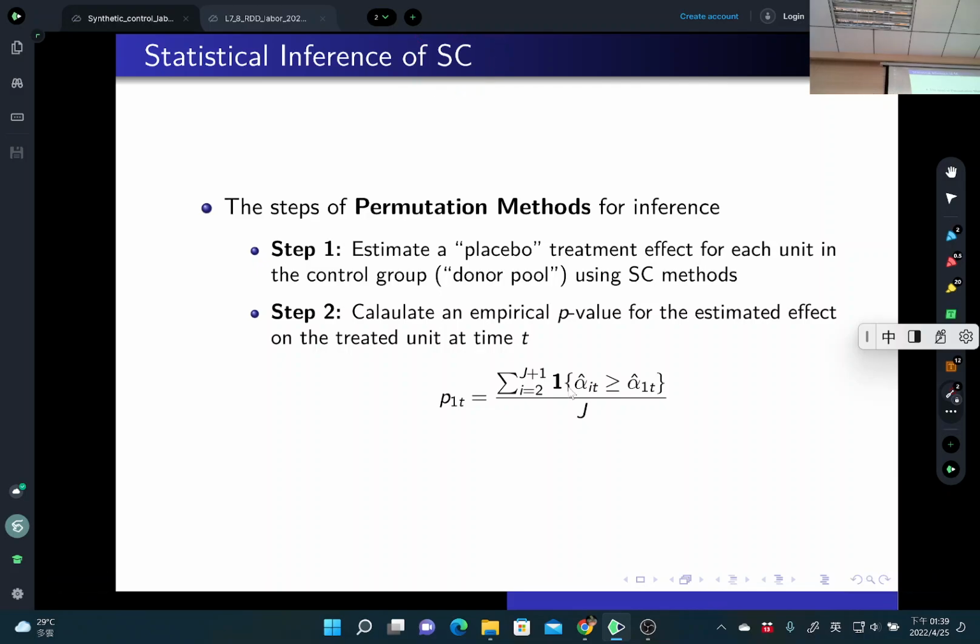How many placebo treatments do we have to run in order to find? Yeah, that's a good question. The number of placebo estimates you can run is constrained by the number of non-treated units you have. For example, here the US only has 51 states, so the maximum you can use is 50 states. But I would say as many as possible. Yeah, but you have some natural constraint.